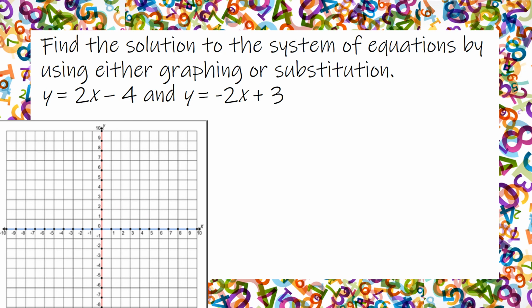Find the solution to the systems of equations by using either graphing or substitution. So we're going to do both. So 2x minus 4, that means our y-intercept is at -4. Our slope is 2.